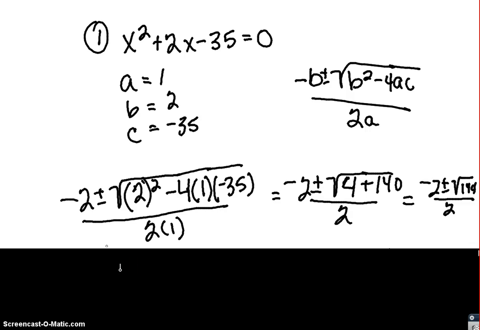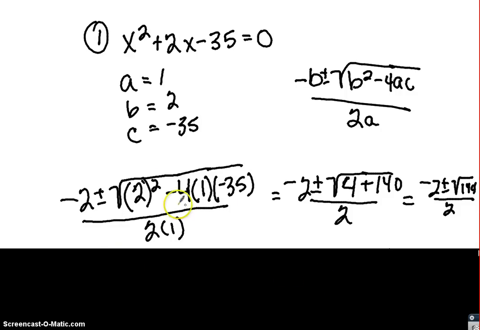I have negative 2 plus or minus the square root of 2 squared minus 4 times 1 times negative 35, and it's all divided by 2 times 1. Now make sure every number that you replace the variable with, you have in parentheses. That's going to save you a lot of effort when you plug it into the calculator.